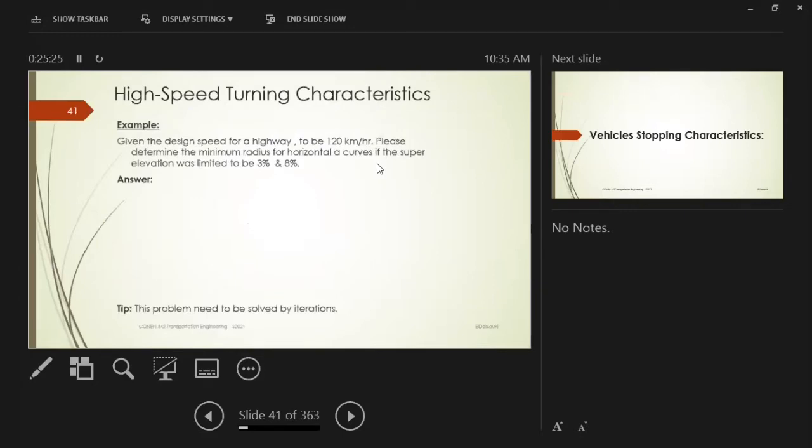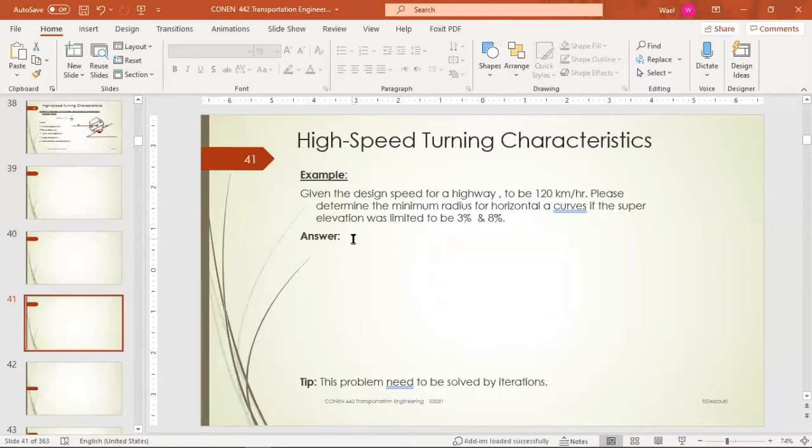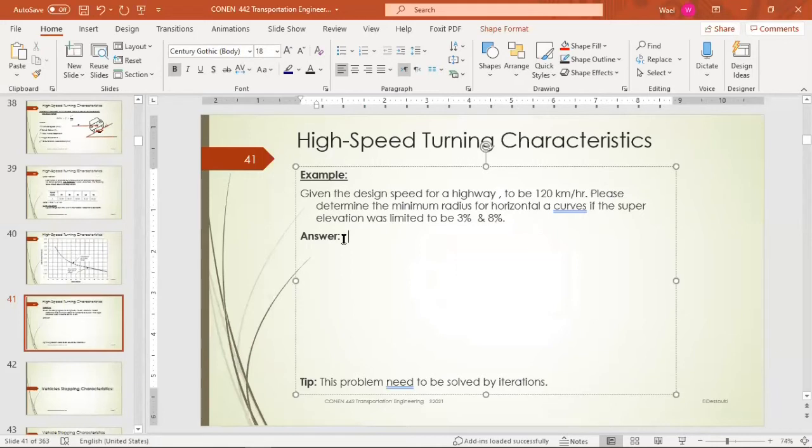We will have here an example we are trying to solve. Given the design speed for a highway to be 120 kilometers per hour, please determine the minimum radius for a horizontal curve if the super elevation is limited to 3% and 8%. So how can we solve this problem? What is the governing equation? We have e plus f equals V squared over g R.